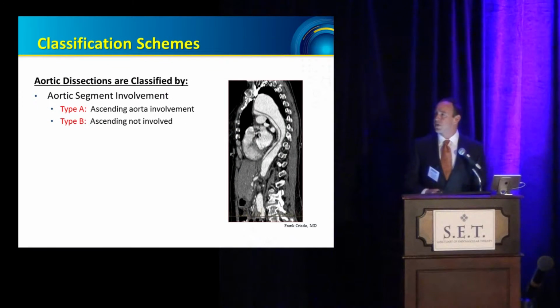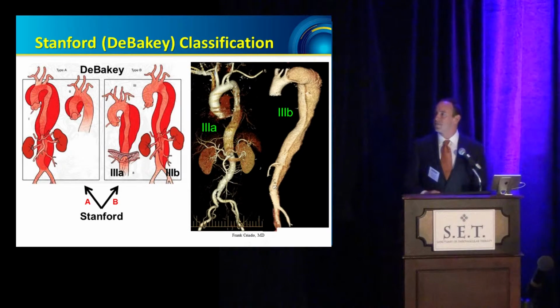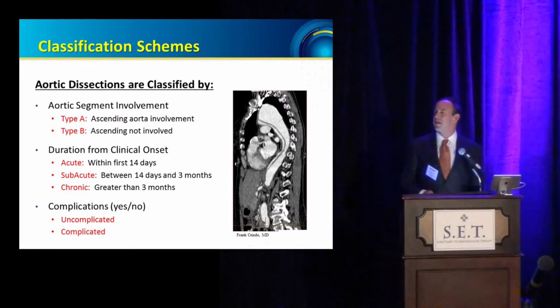From Stanford, we typically classify them as type A and type B. The other option is the DeBakey classification, as you can see right here. Type B, again, just distal to the left subclavian. Type A is in the ascending. There are some new classifications coming out from Matt Thompson and Michael Dake, which is also helpful, but these are really the classic definitions, as you can see here.